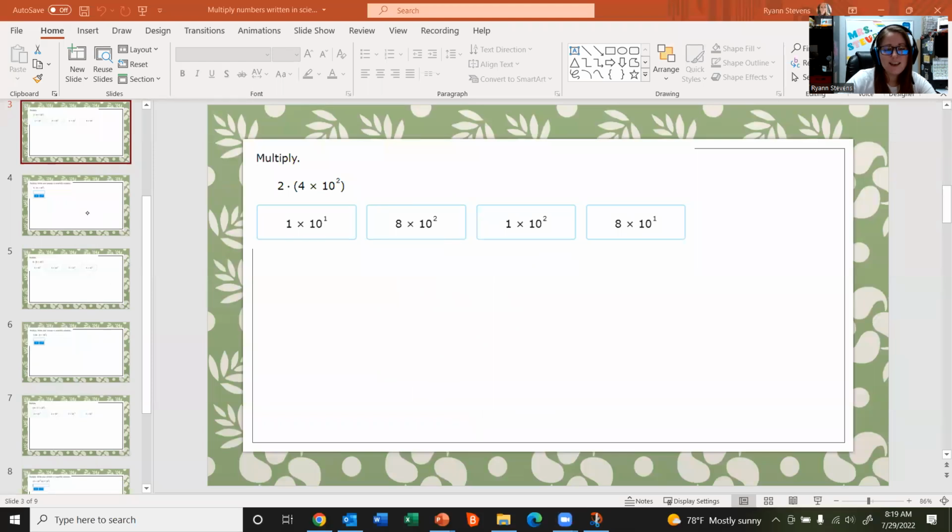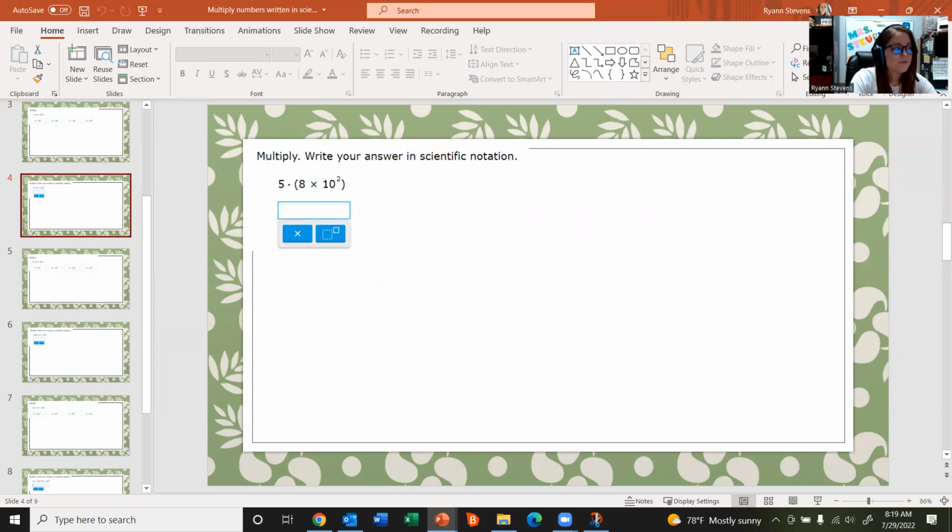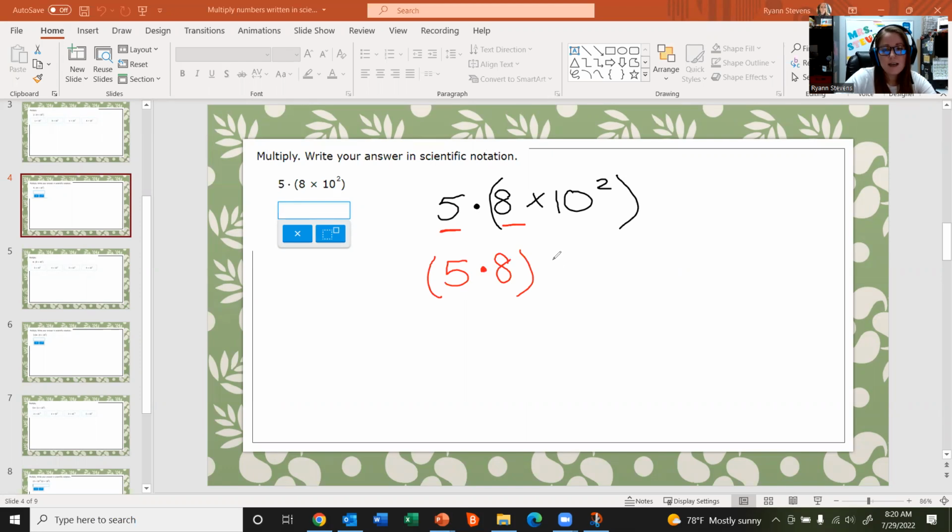Look at another example of this. So this one, we're going to write it the same way. 5 times 8 times 10 squared. I'm going to regroup these. I'm going to take the 5 and the 8 and group those together. And then I'm going to keep this as times 10 to the 2nd power. And then 5 times 8 would give us 40 times 10 to the 2nd power.